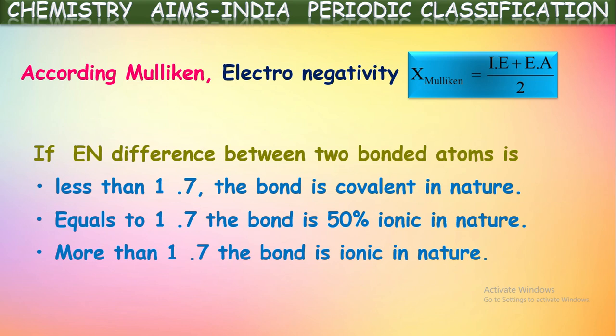So, by knowing the electronegativities of the atoms, we can predict the type of bond that will be formed between those two atoms. If the electronegativity difference between the two atoms is greater than 1.7, then they will form an ionic bond. If it is less than 1.7, then they will form a covalent bond. If it is exactly equal to 1.7, then we can say they form a covalent bond with 50% ionic character. Okay, that is about electronegativity.